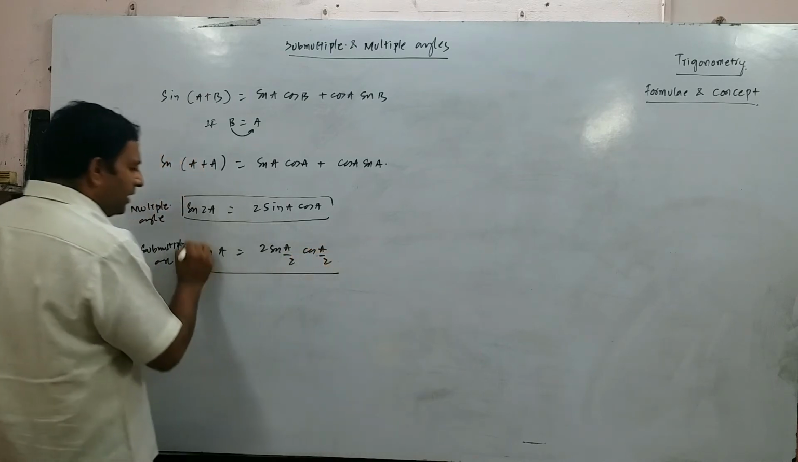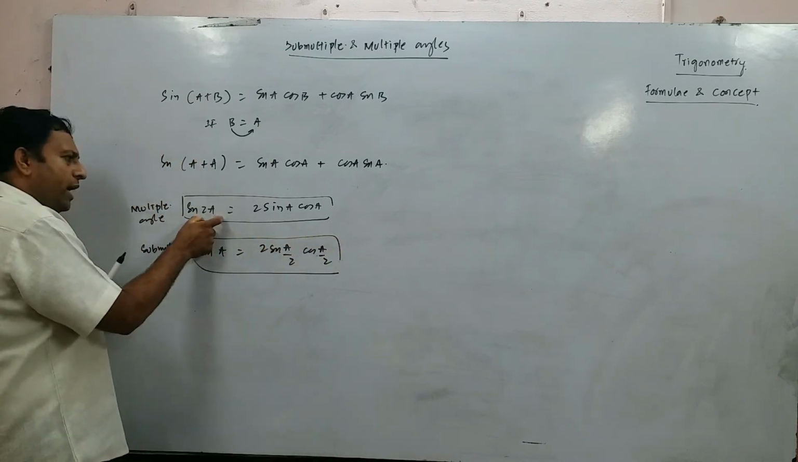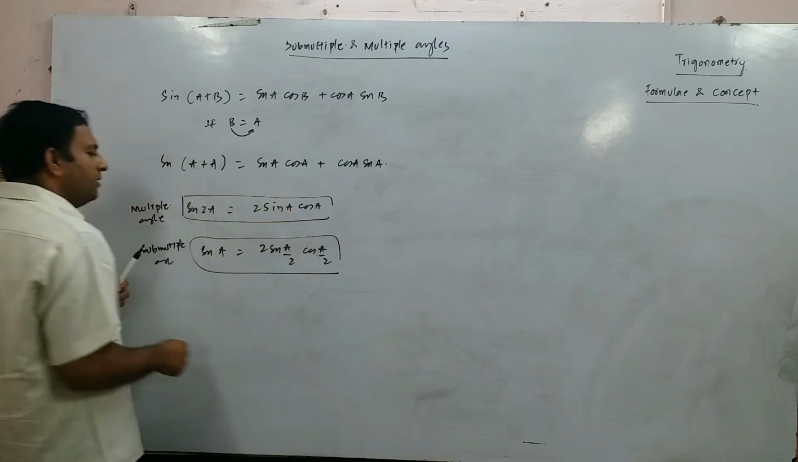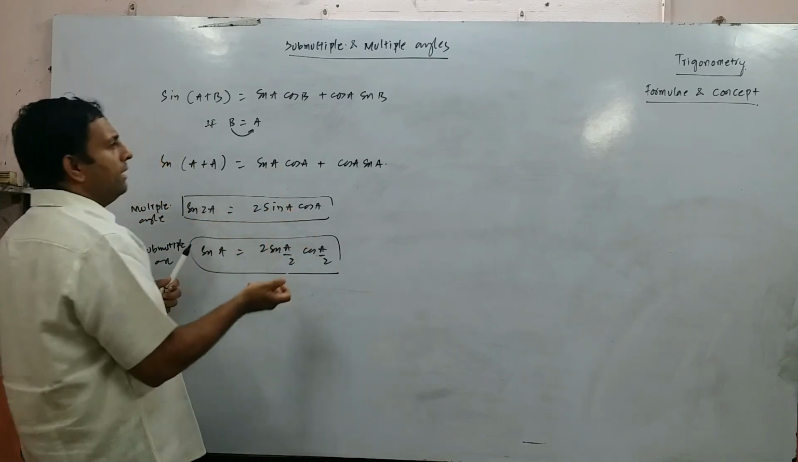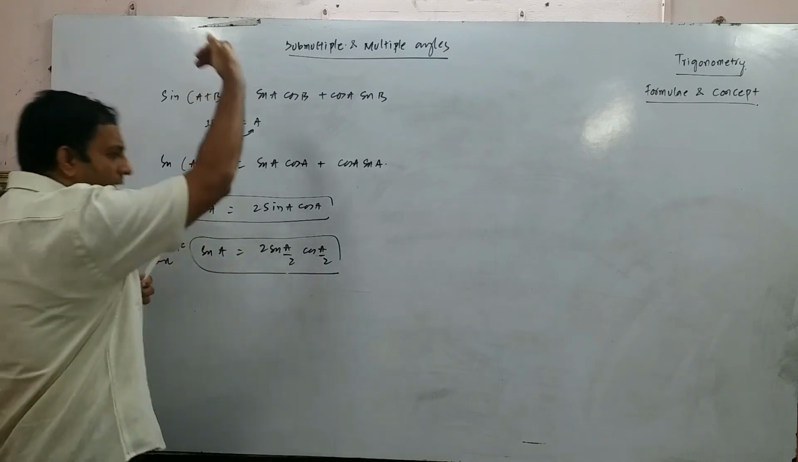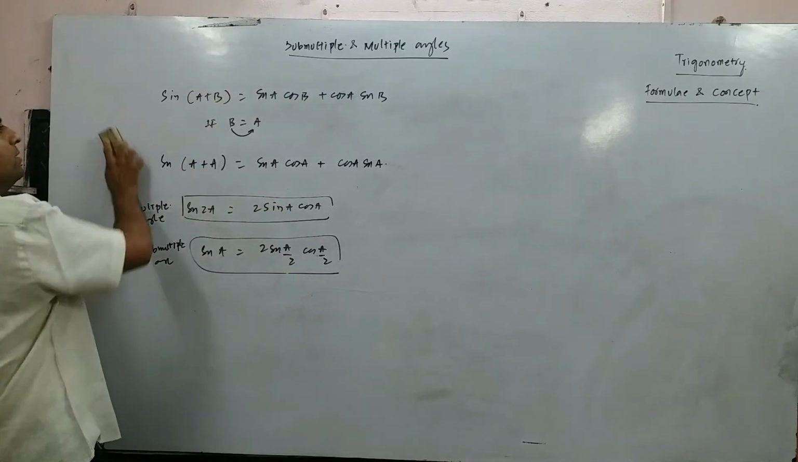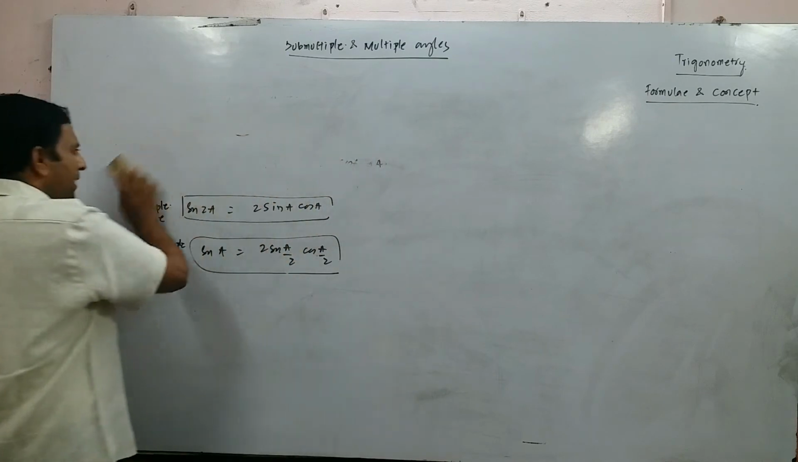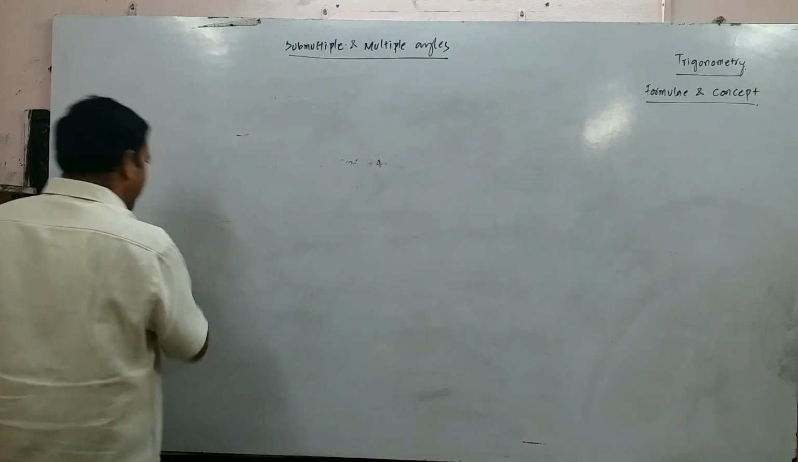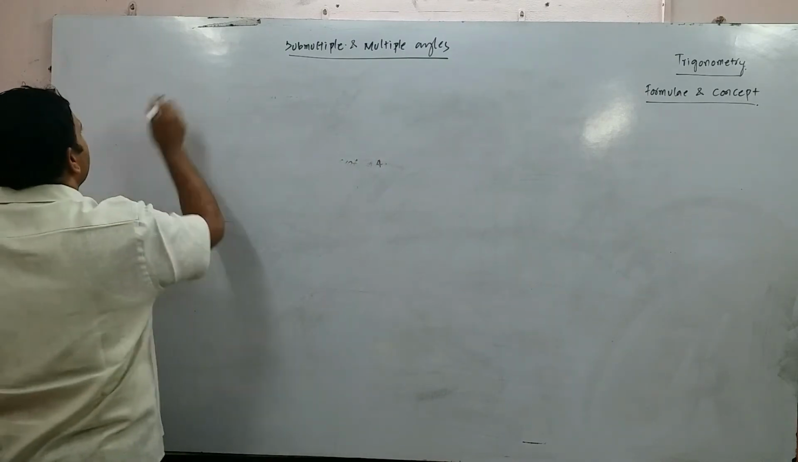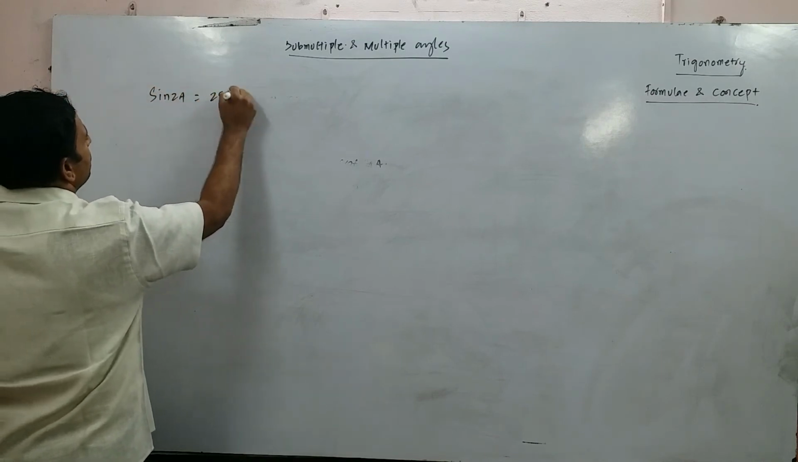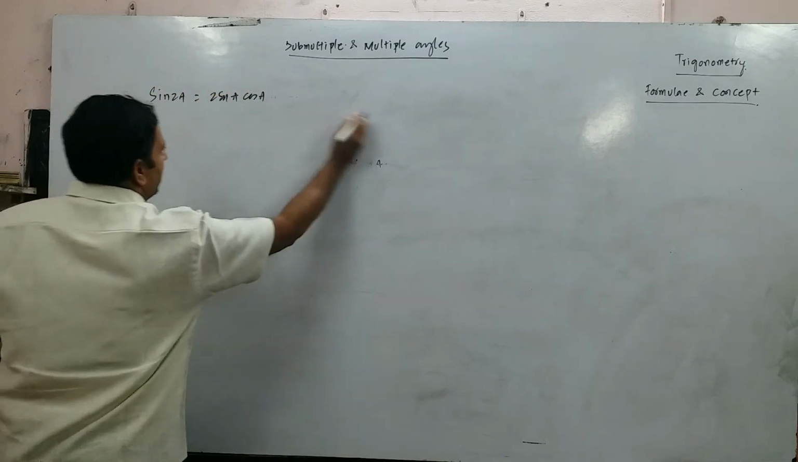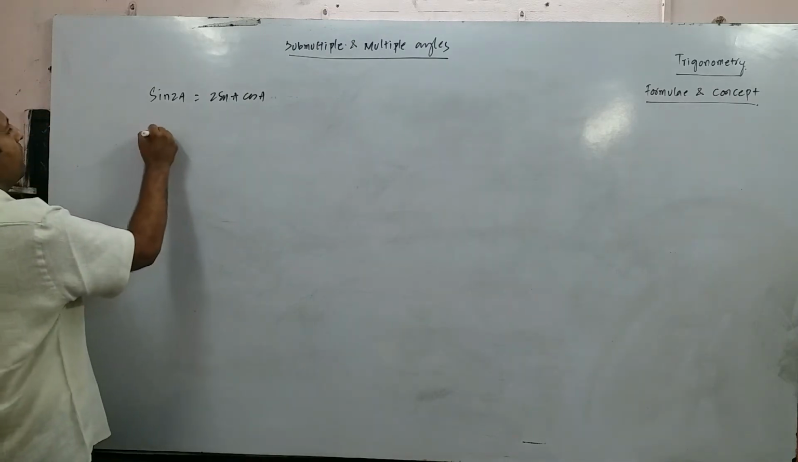I want you to observe and have some sense. When it is 2a, you get half of the angle a. When it is a, half of the angle will be a by 2. So that logic you need to develop. I am sure you understood this. Let us write down the series of formulas under the category multiple and submultiple angles. Under that I will write sin 2a, which is nothing but 2 sin a cos a.